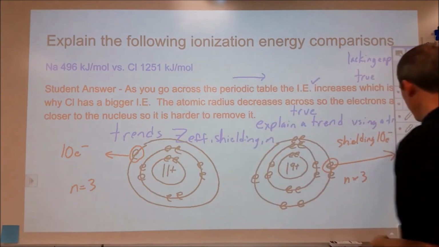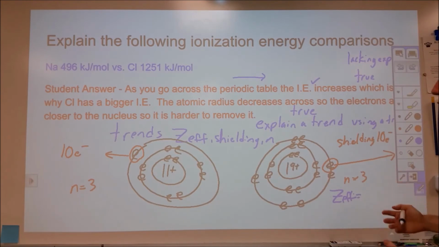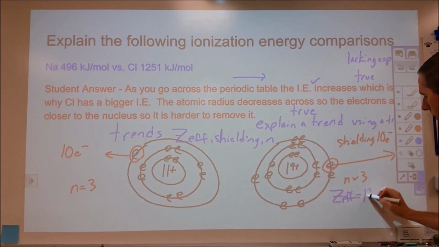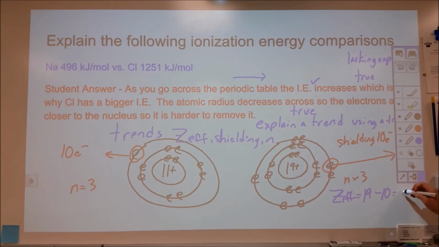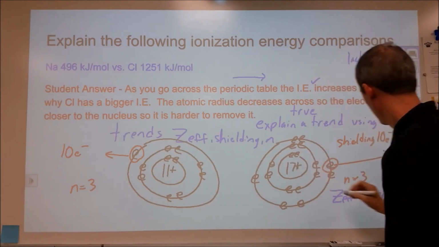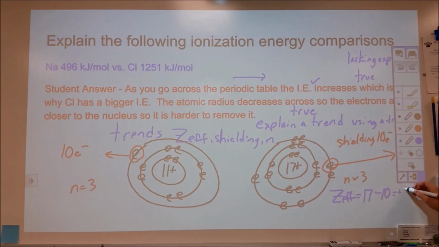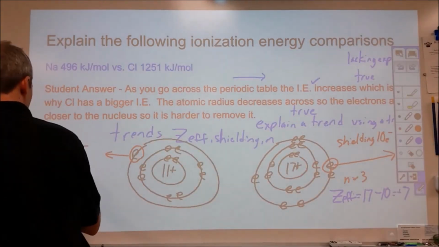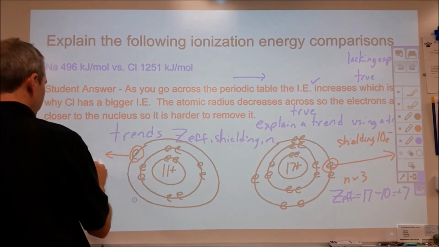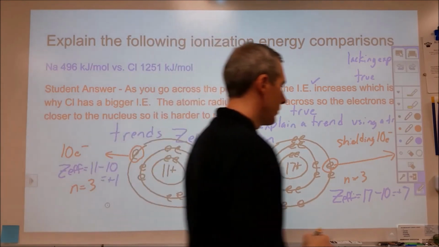Now the last thing on here is effective nuclear charge. So effective nuclear charge is a combination of all the attraction and all the repulsion. So this has 19 protons attracting, it has 10 electrons repelling, so it has an effective nuclear charge of, I'm sorry, this is not 19, this is 17. Whoops. Let's try that again. So 17 protons attracting and 10 electrons repelling, so that would be an effective nuclear charge of +7. Over here, we have 11 protons attracting, 10 electrons repelling, so we have an effective nuclear charge of +1.